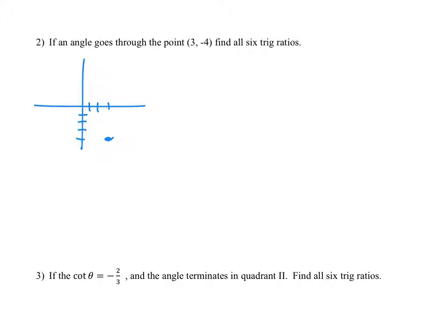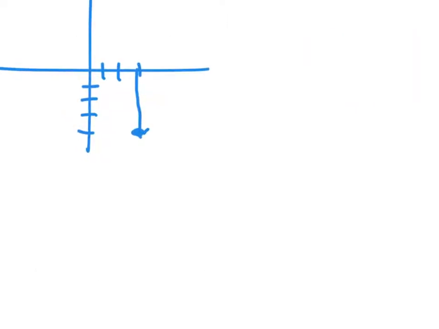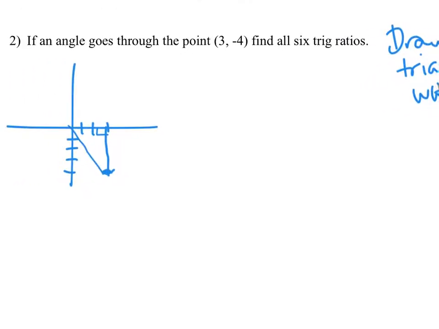So what I do is I draw a right triangle with the x-axis. Always the x-axis. It doesn't really work if you don't. I'm going to zoom in, I guess, because my drawing really stinks. Okay, so that's the x-axis. The right angle is always on the x-axis, and the other point is your origin.